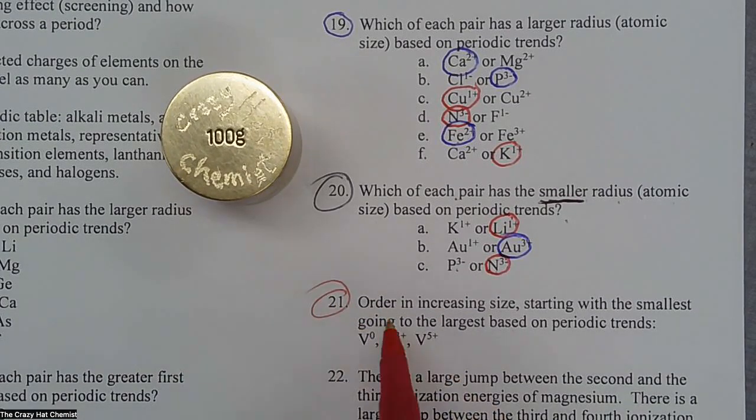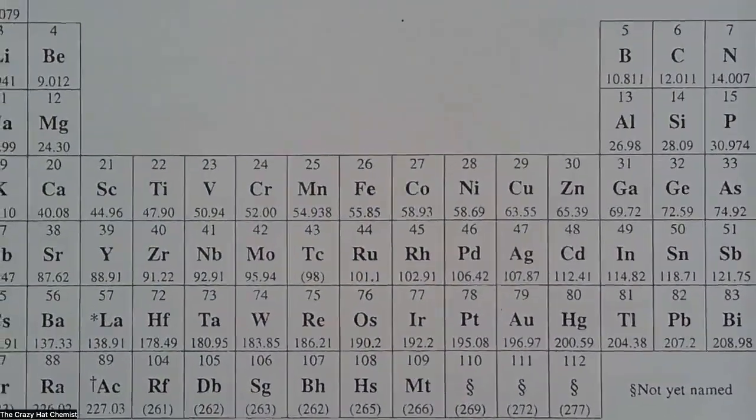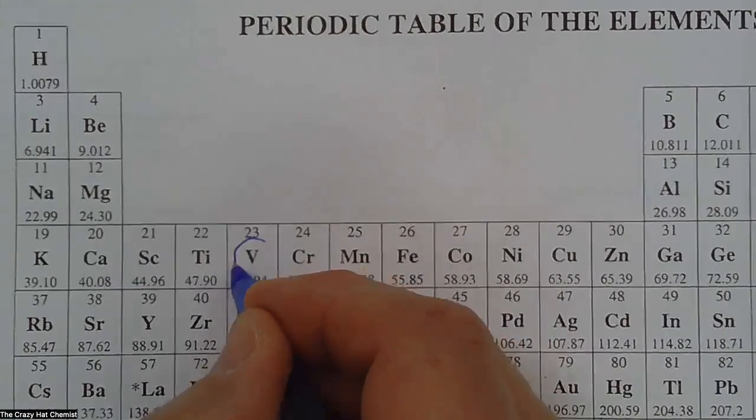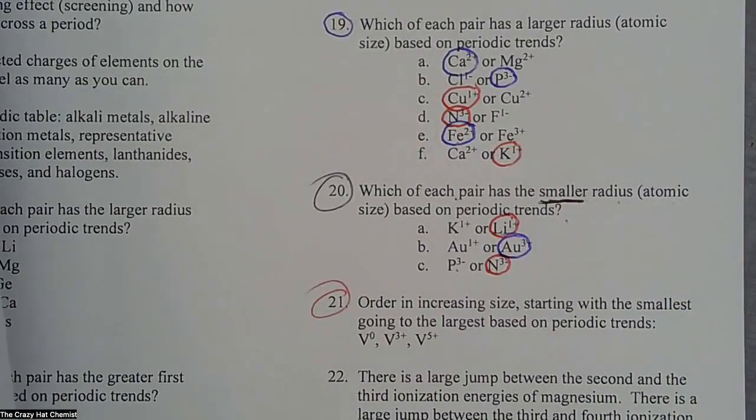21 says the following: order in increasing size, starting with the smallest, going to the largest based on the periodic trends. Vanadium 0, vanadium 3+, vanadium 5+. By the way, the vanadium ion has almost more than any other element as far as the cationic charges. It has an immense number of cationic charges. So vanadium is right here, element number 23. And what are we comparing? Vanadium 0, vanadium 3+, vanadium 5+.